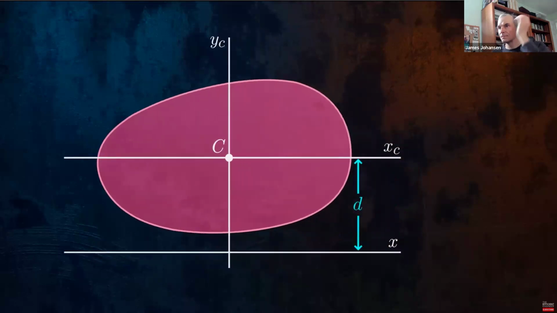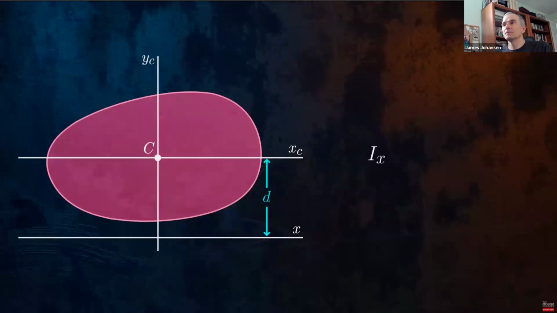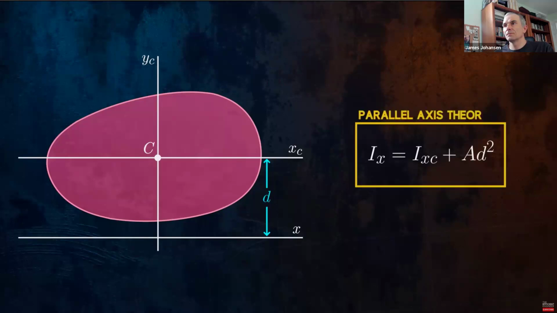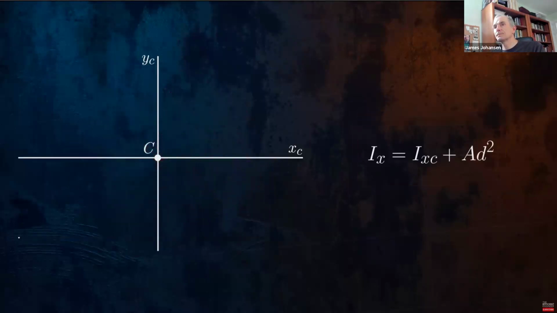The adjusted area moment of inertia, Ix, can be calculated by summing the moment of inertia of the centroidal axis and the product of the cross-sectional area, A, and the square of distance d between both axes. This is called the parallel axis theorem. It's useful because we can take the equations found in reference texts for centroidal axes and adjust them to obtain the moments of inertia for any parallel axes. Let's look at an example.